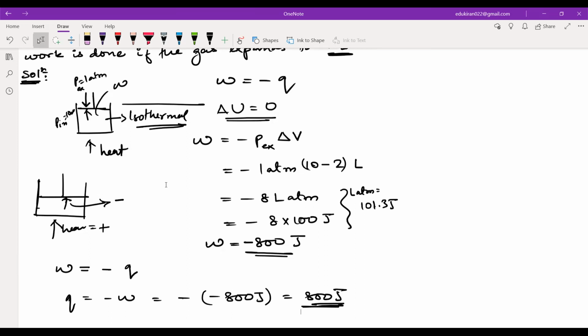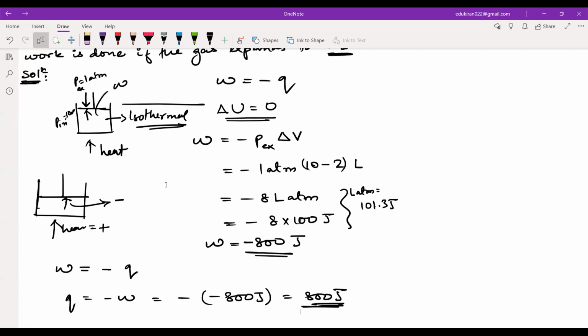So in the questions of thermodynamics, the words are very important. In this question, isothermally was the word that was very important. And only due to the isothermal process can we write delta U is equal to 0. And hence we can find out both the things, the work done and also the heat. Okay. So you have to keep in mind these words.